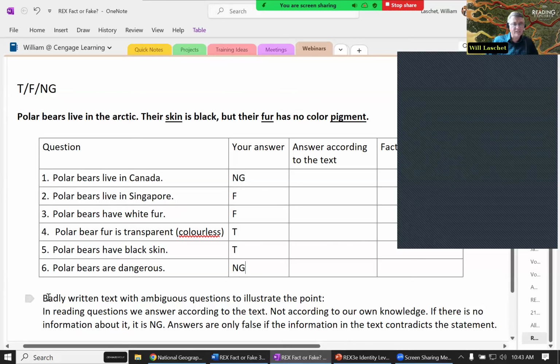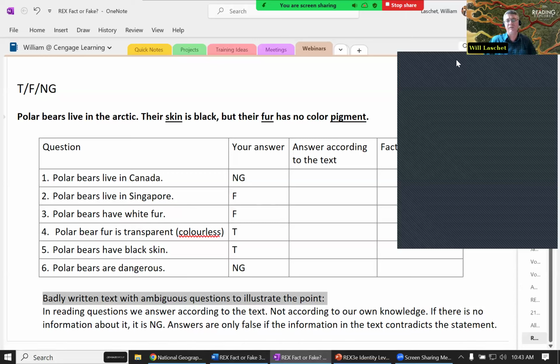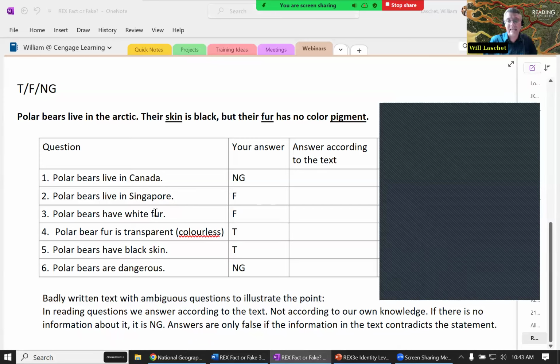Now I'm just going to draw your attention to this. This is a badly written text. It's a bad example of how questions can be difficult to answer. I'm just using this as an example of why people make mistakes. I wouldn't recommend you use this exact one as a real test because it's very, very difficult.